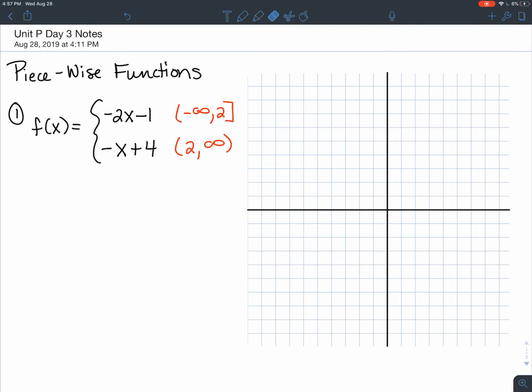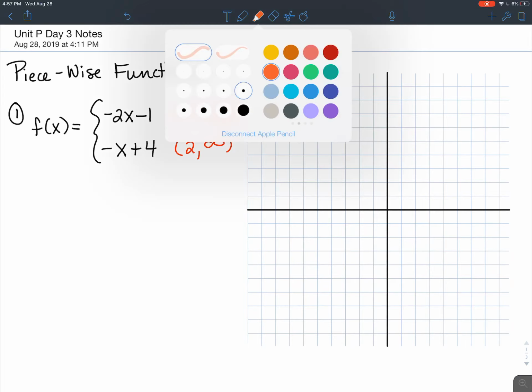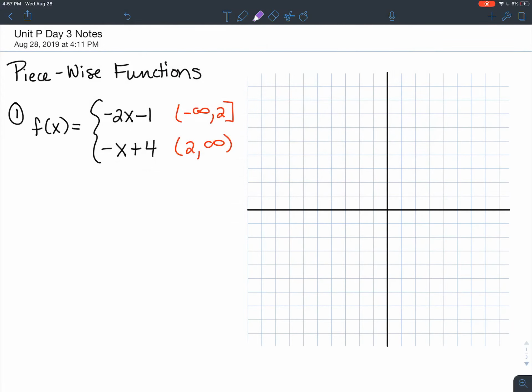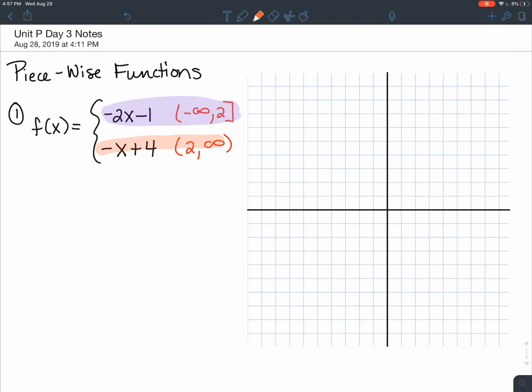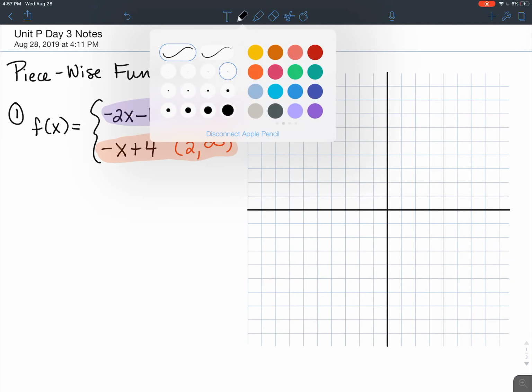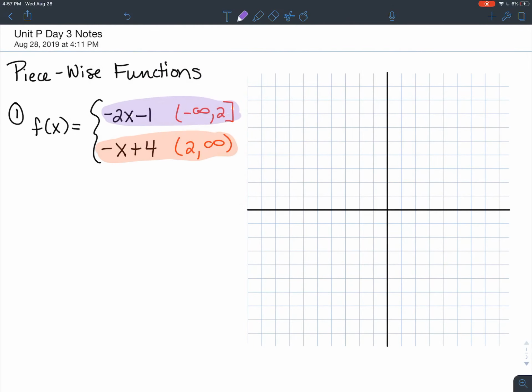I have the problem already up on my screen. In these, we're going to have two different functions. I like to use two different colors, and it would help you guys also. So I'm going to do the first one in purple, and the second one in orange. All right, so let's get to business. We're going to make two different tables. Y equals negative 2x minus 1.